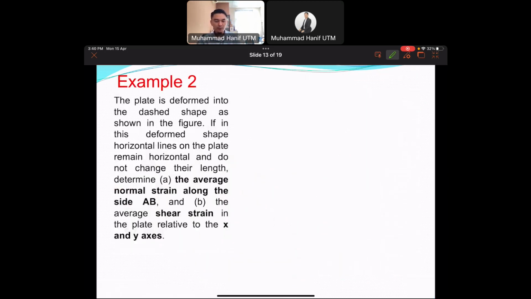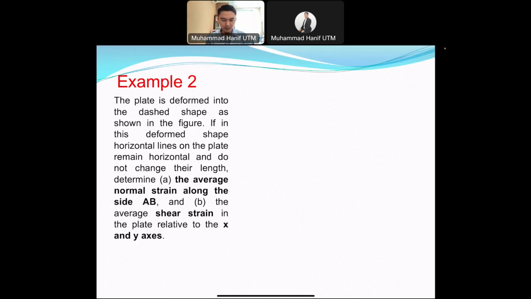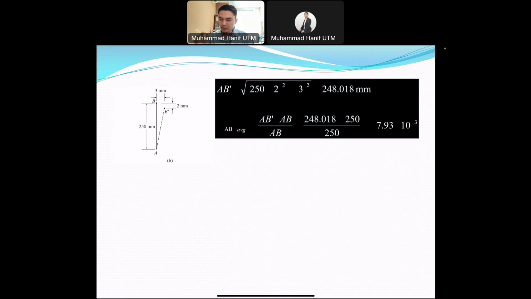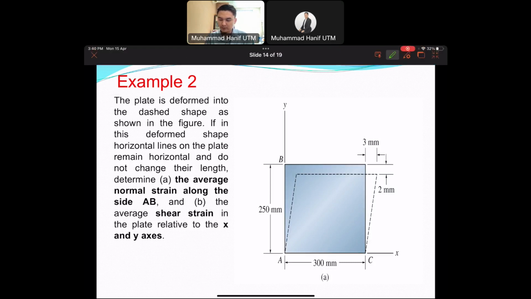Okay, so we move to example two, the last example before we end the video. Example two shows you how to find the shear strain. The plate is deformed into the dashed shape as shown in the figure. In this deformation, horizontal lines on the plate remain horizontal and do not change their length. Okay, so you have to understand the question first before you answer.